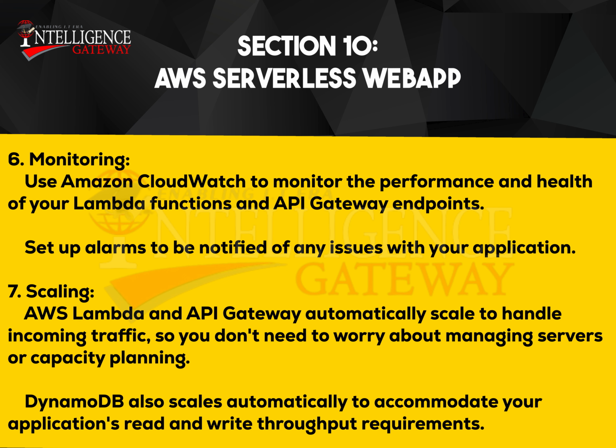7. Scaling. AWS Lambda and API Gateway automatically scale to handle incoming traffic, so you don't need to worry about managing servers or capacity planning. DynamoDB also scales automatically to accommodate your application's read and write throughput requirements.